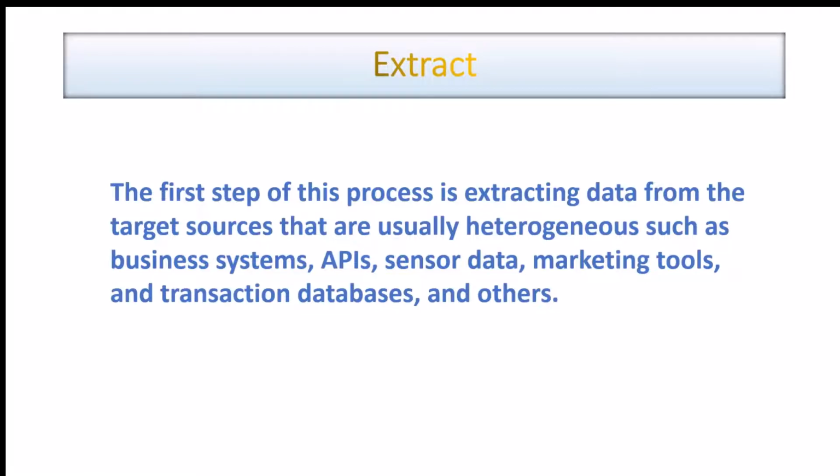Sometimes we take data from some APIs that may contain JSON data or XML data, and we can also use sensor data. Sensors we can use in IoT or anything we are using, that sensor data can also be taken by the extracting process, and some marketing tools, for example Google Analytics, from where also we can take the data, and as usual we can use the operational transaction databases. So the data can be from various heterogeneous systems in different formats.